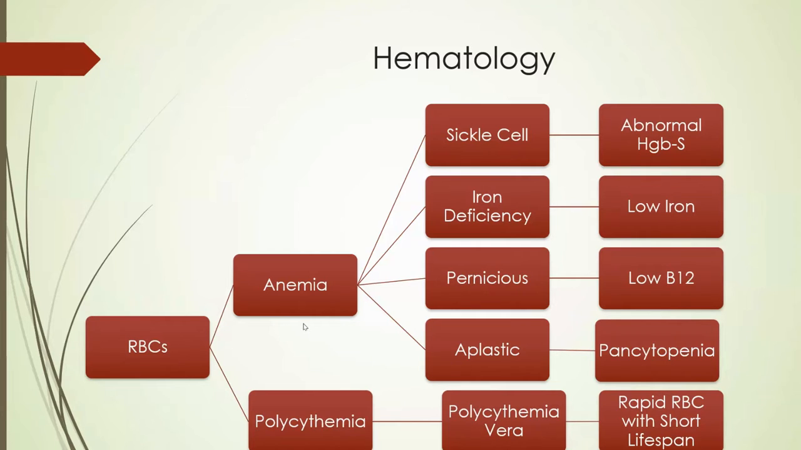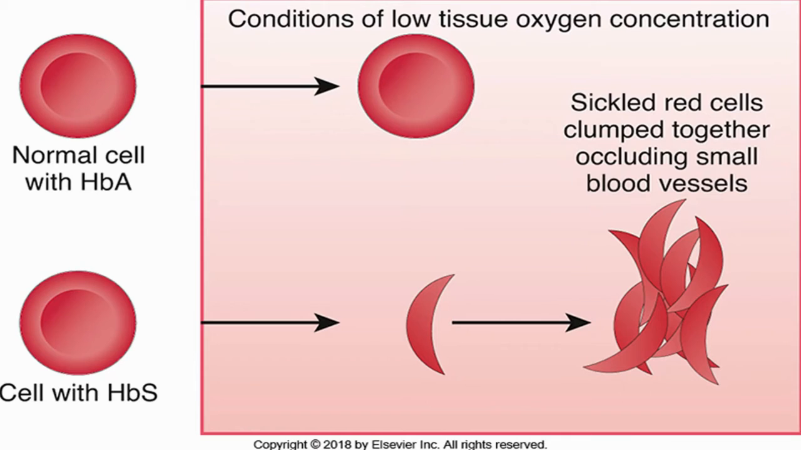When that hemoglobin S is triggered, their cells will change. They go from this nice round red blood cell that we'd expect to this kind of curved or sickle shape. That's how it got its name. But the thing is, these sickled red blood cells don't fit through the blood vessels, and so they can kind of form a clump together or an occlusion.